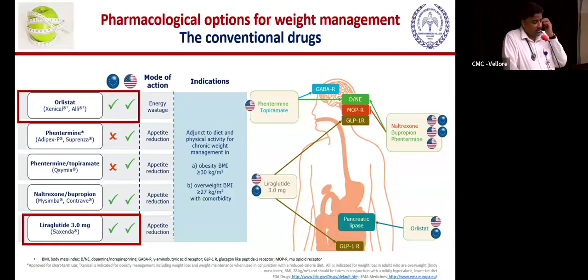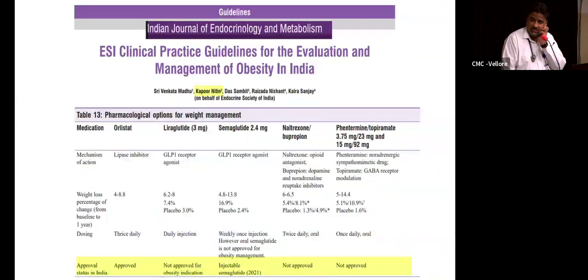When we look at the Indian regulations, we see that Orlistat is approved for management of obesity in India. Liraglutide, we just have up to 1.8, that is 0.6, 1.2, and 1.8. It's not approved for obesity. For obesity, it was 3 milligrams. So that also we don't have in full. Semaglutide injectable is approved already in India, but it's not available. So that's the state of affairs in terms of the medicines that are available for obesity management.